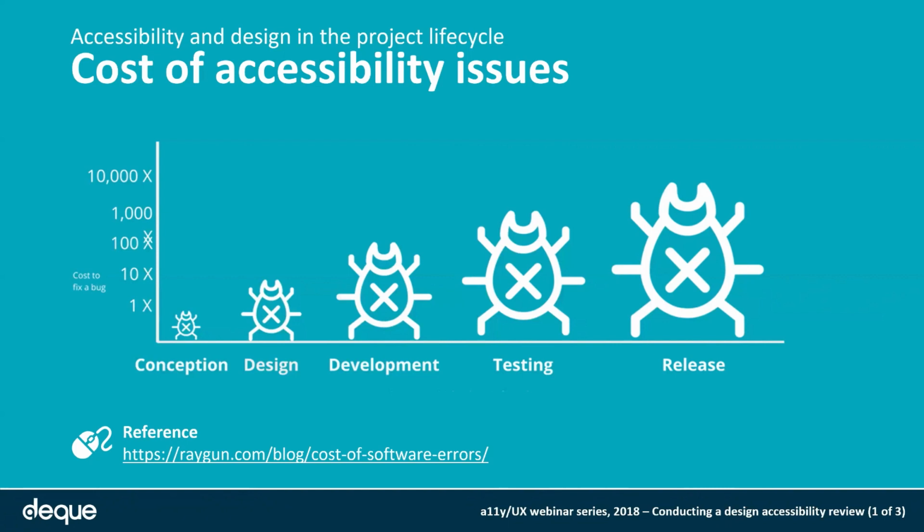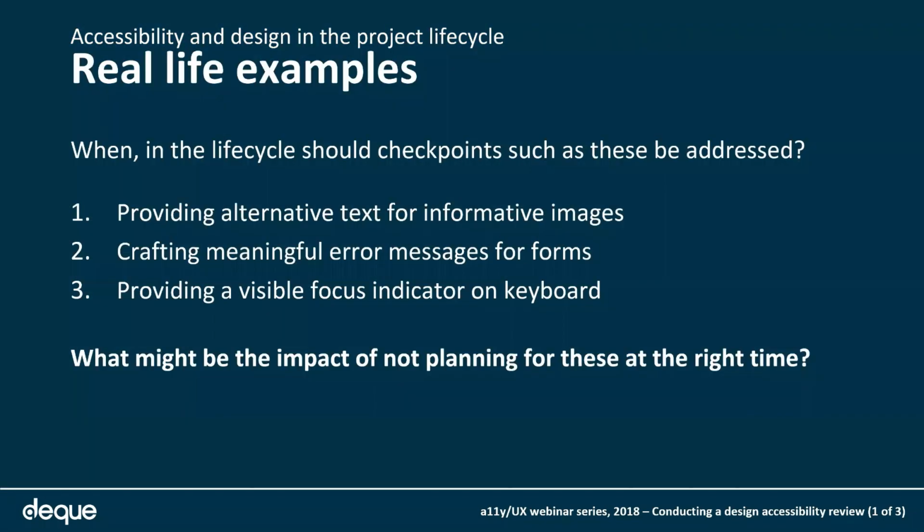And accessibility issues in general are very much like that. Whichever issue you find, the scale may vary, but it's always very similar to that ratio, where it gets harder and more complicated the more time it takes before you find it. Examples of that would be things like thinking about alt text for images, or having meaningful error messages on forms, or maybe even providing a visible focus indicator when you're navigating with the keyboard.